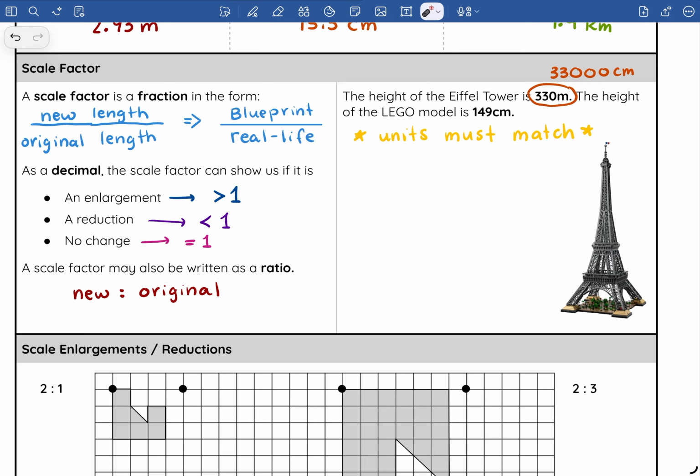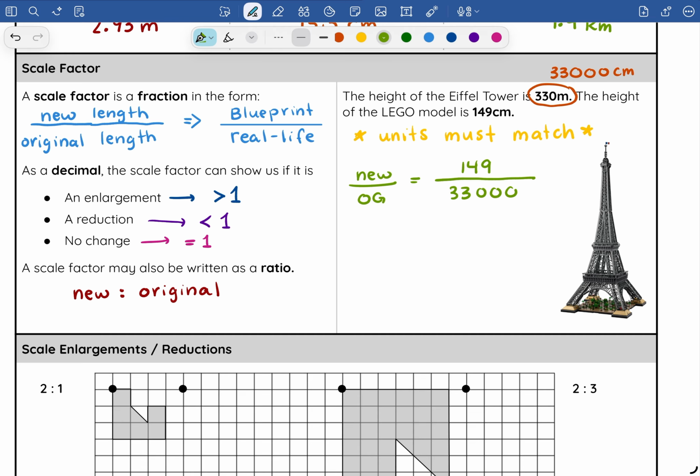And so now that we have matching units, we're thinking for our scale factor that it will be new on the top, original on the bottom. Our new is going to be the 149 centimeters. That's the Lego model. Our original is the real life Eiffel Tower. And this is where we pull out our calculator because I'm not doing that in my head.